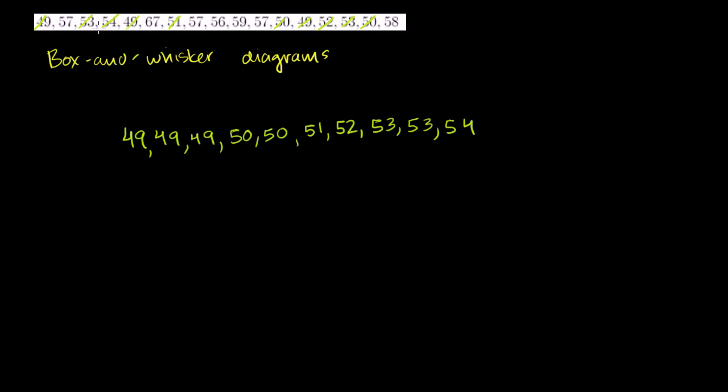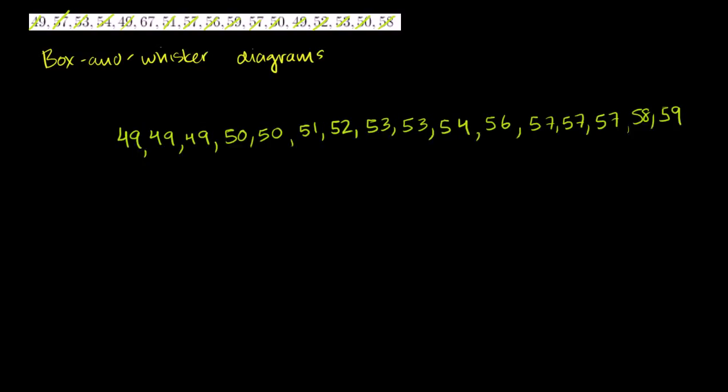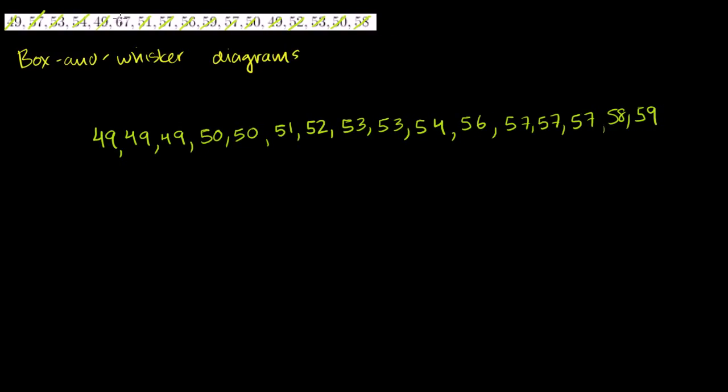55. I don't see any 55s here. 56. I see a 56 right there. And then 57. I have three of them. 1, 2, 3 57s. Then I've got a 58. A 59. Let me scroll over a little bit. And then I have a 67. And I'm done. I've ordered all of these numbers.